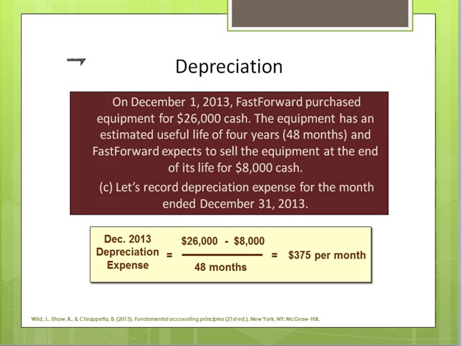Okay, let's look at an example. On December 1st, 2013, Fast Forward purchased equipment for $26,000 cash. The equipment has an estimated useful life of 4 years, that's 48 months, and Fast Forward expects to sell the equipment at the end of its life for $8,000 cash. That $8,000 would represent the salvage value.